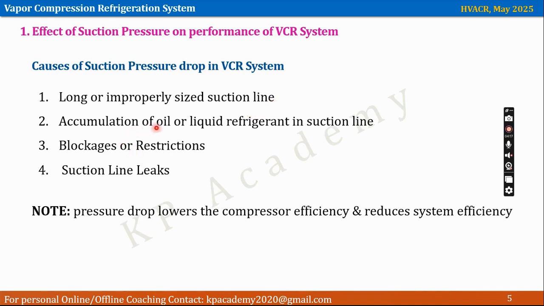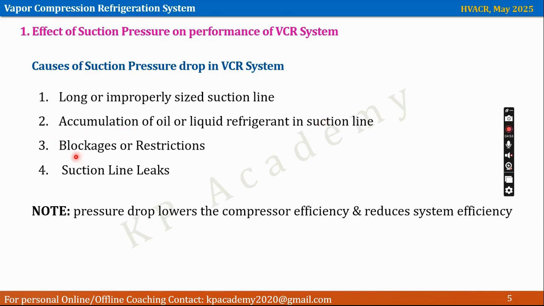Okay. Next is accumulation of oil or liquid refrigerant in suction line. Oil return issue, if there is an issue in the oil return, right, in the compressor, then it leads to the oil logging, right? It leads to the oil logging. For example, oil or liquid refrigerant also reduces the effective flow area. If there is an oil present in the suction line, then it reduces the effective flow area for the refrigerant, which increases the pressure drop.